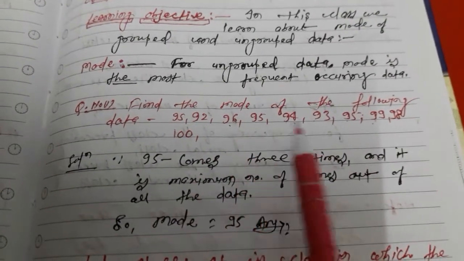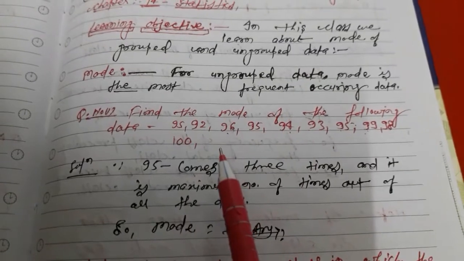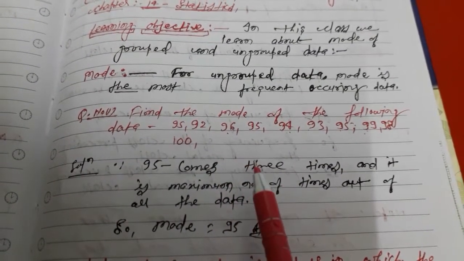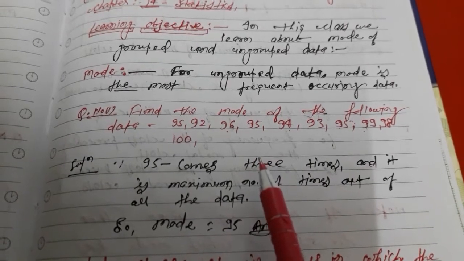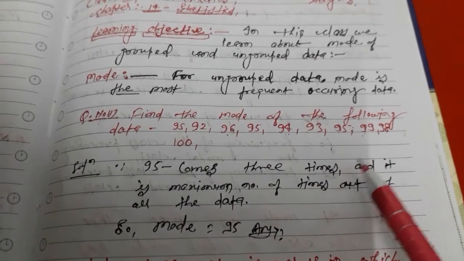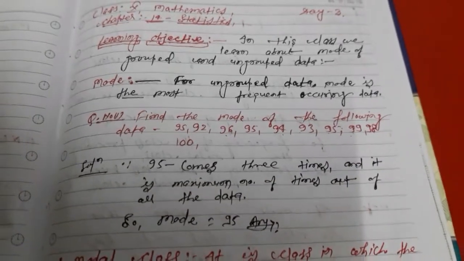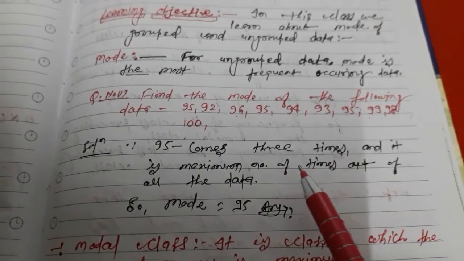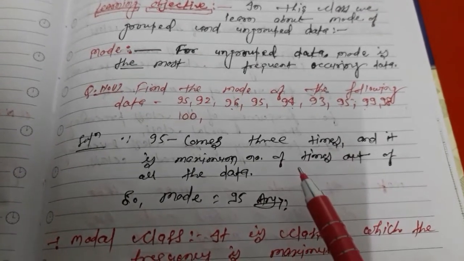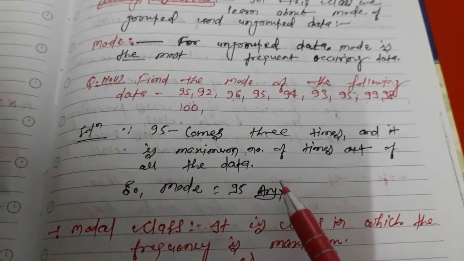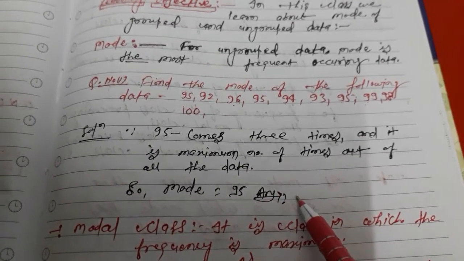Find the mode of the following data: 95, 92, 96, 95, 94, 93, 95, 99, 98, 100. Solution: 95 comes 3 times and it is the maximum number of times out of all the data, so the mode is 95 for ungrouped data.